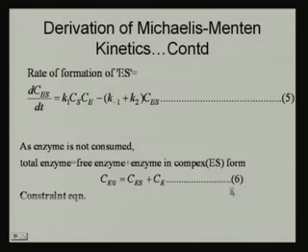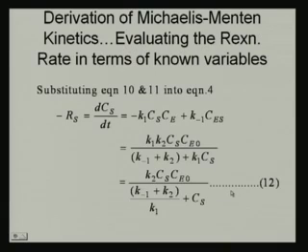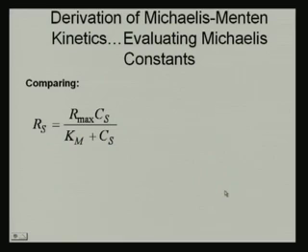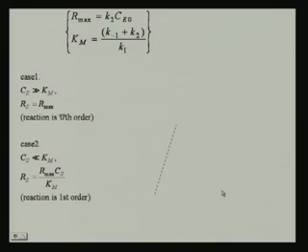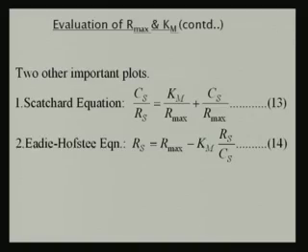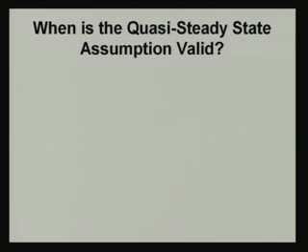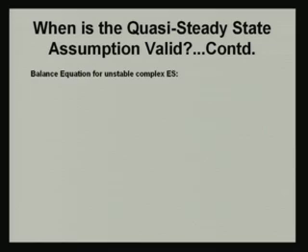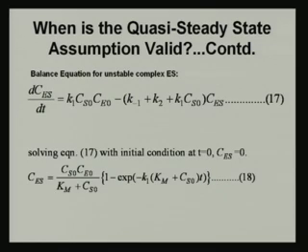And then talked about the quasi-steady state assumption, figuring out how the Michaelis constants are evaluated graphically here, the slopes and the final asymptote. Okay, and looked at the two asymptotic limits of small cs and large cs. That's one thing we did, and then we looked at different ways of evaluation using different plots. Then we tried to figure out whether the quasi-steady state assumption is valid, and we established some conditions under which it's valid.